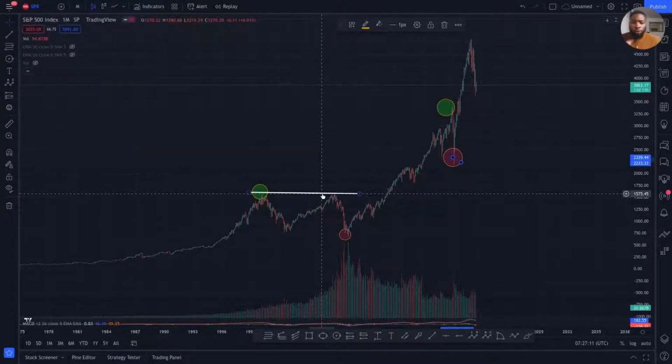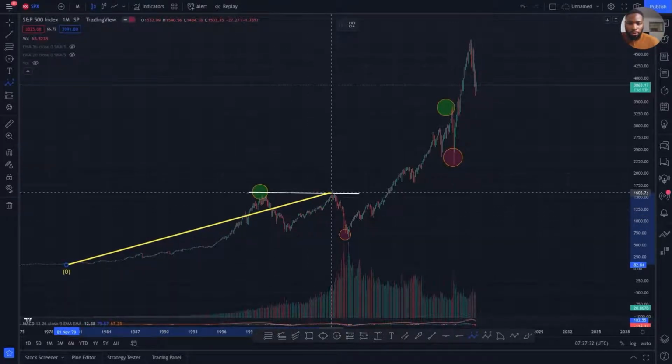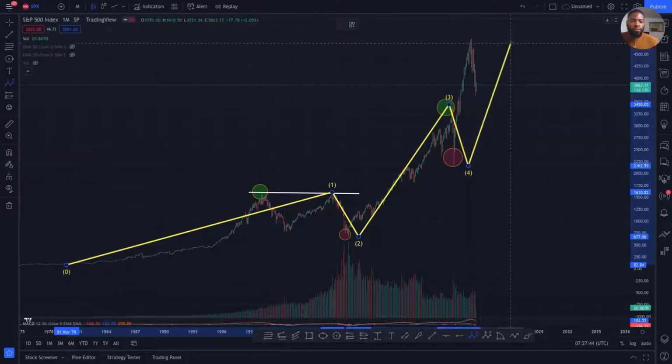I told you, use Elliott Wave in a trending market. A trending market could either be an uptrend or a downtrend, and in this case, it's an uptrend. The first wave I could see, wave one, is this. The second wave is this, wave two. Third wave is this, wave three, wave four, and wave five.